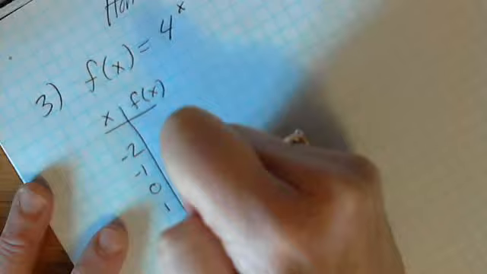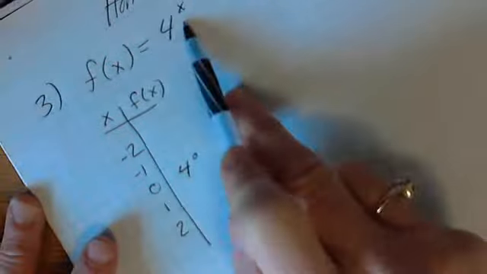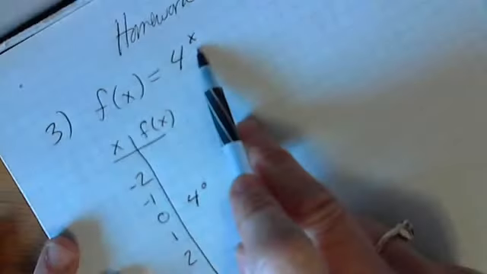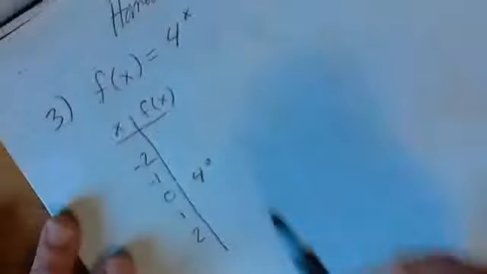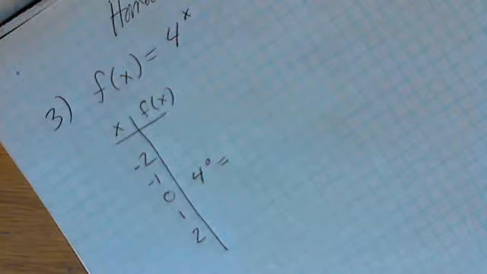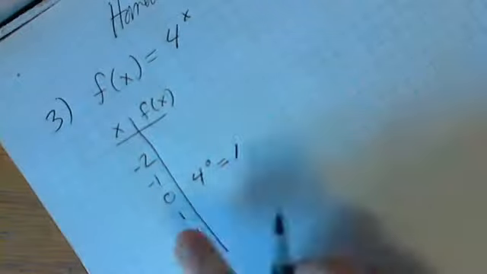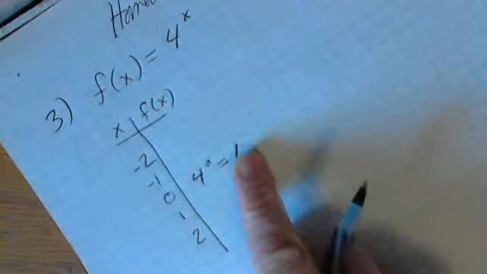I always start with 0 because inputting 0 into a function, like I said, is usually very easy. So in place of the x in 4 to the x power, I've put a 0. And if you remember from back in homework number 1, lecture 1, anything to the 0 power, except 0 that is, is 1. So input 0, output 1.